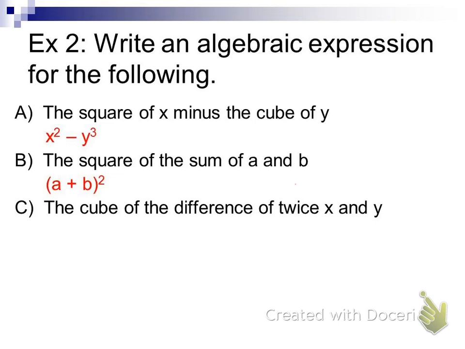2x minus y in parentheses cubed. Very good. Perfect. Once again, we want the difference first. You want to cube the difference. So you'd have to find the difference of twice x. Twice means times 2. So 2 times x, difference means minus, then the y, and then we want to take that whole quantity and cube it. Questions?